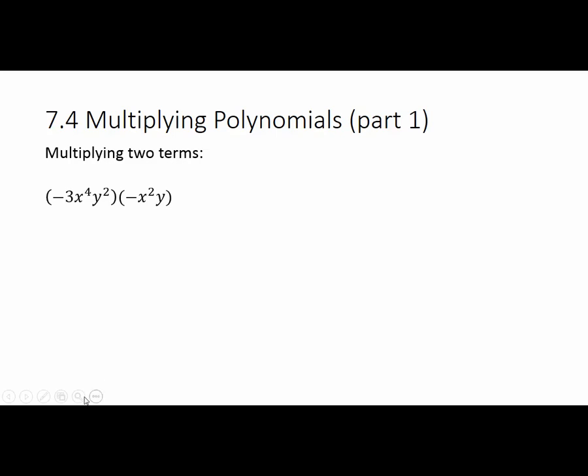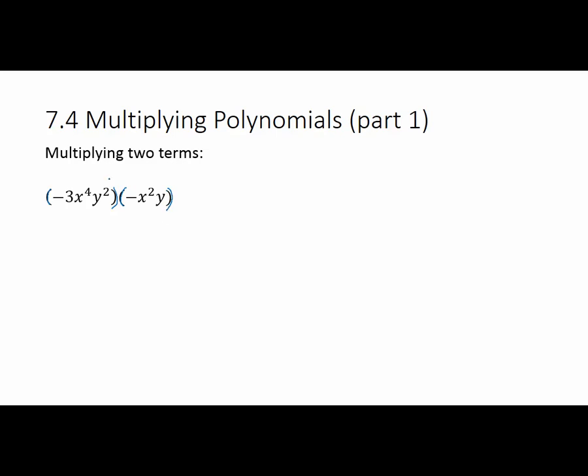So here are two terms of polynomials. And remember, each term has a coefficient, base, an exponent, and these particular terms have two bases, the x and the y, and that's okay. The first term in parentheses here is negative 3x to the fourth power y squared, or to the second power, and then the second term is negative x to the second power y.